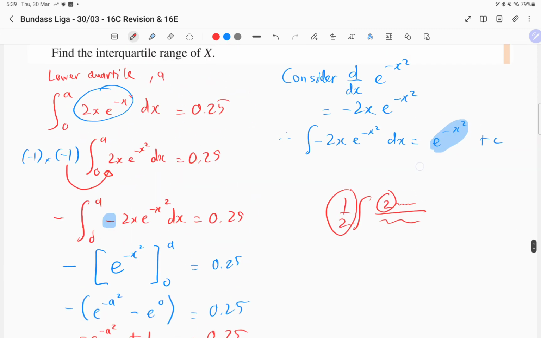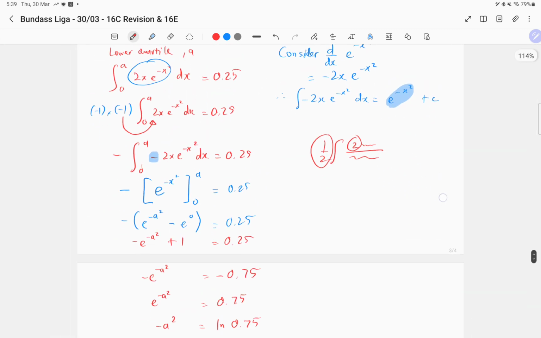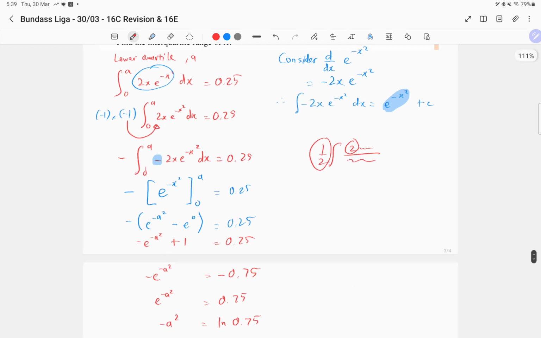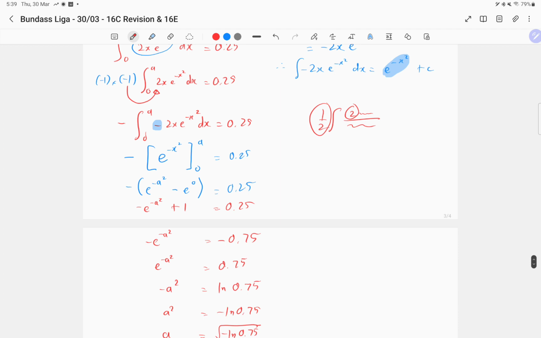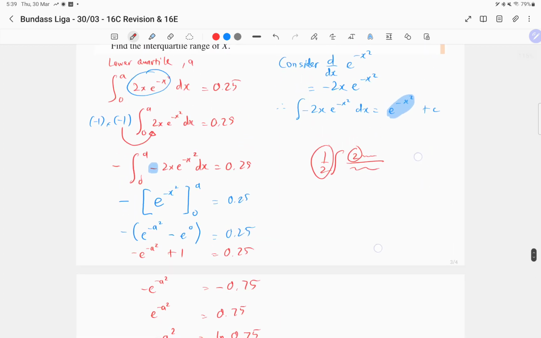So we need to find the b value. Okay, I'll leave this one here. So how? Well, you should try working out the upper quartile. Alright, so you don't need to redo the lower quartile, just work out the upper quartile, based on that concept there.